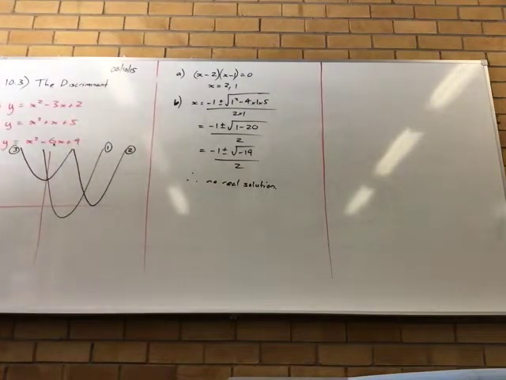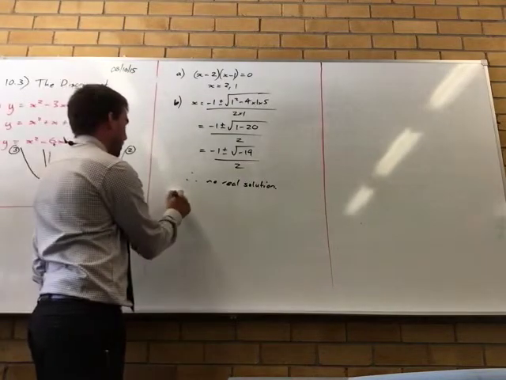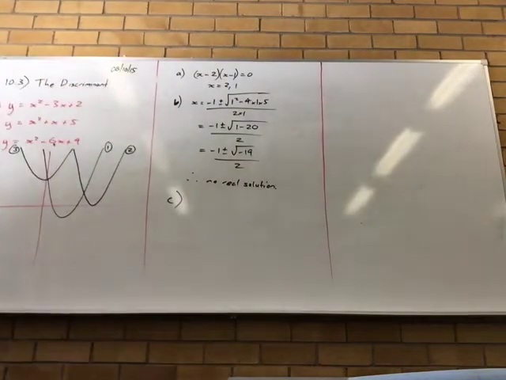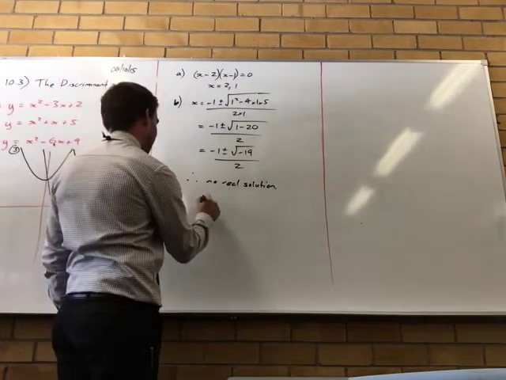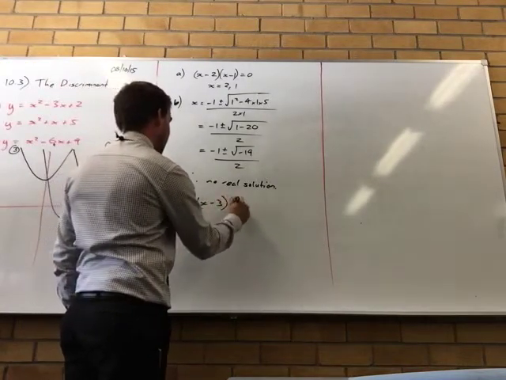Alright, so that one has no real solutions. Right, what about C? Perfect square. By inspection. 6 and 9 is a perfect square. 3 and 3. They're both negative 3s. So x take away 3, squared.